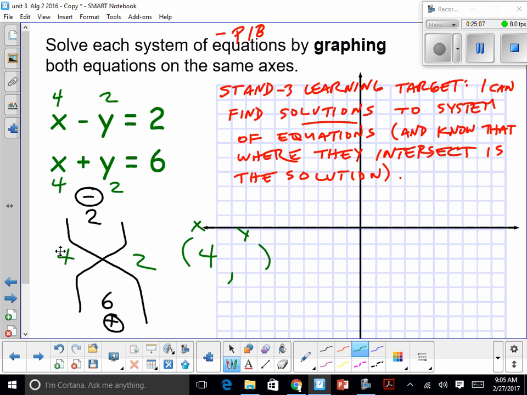This thing is the answer here. This big X is how you got it up here, you show me that you know it. But you write down the answer. It's written as an ordered pair.